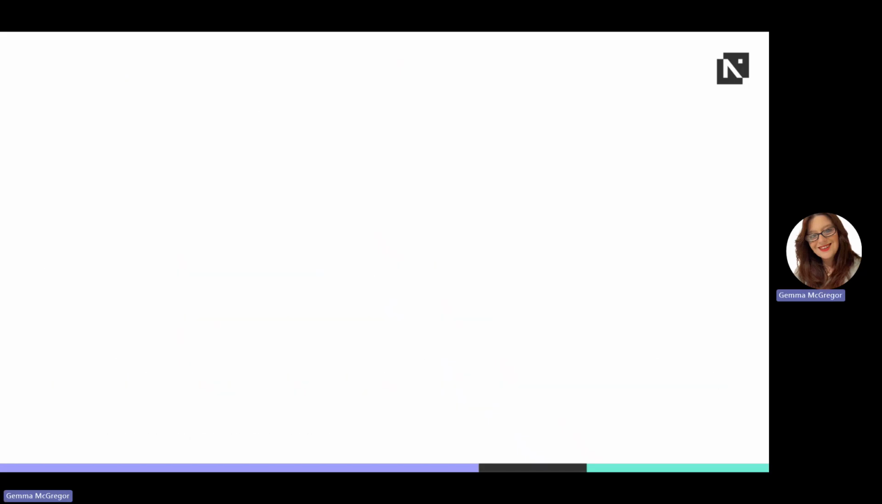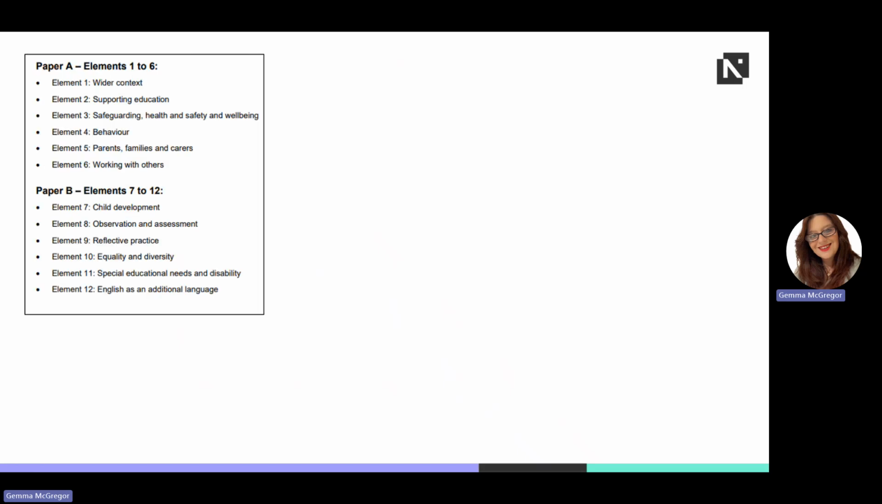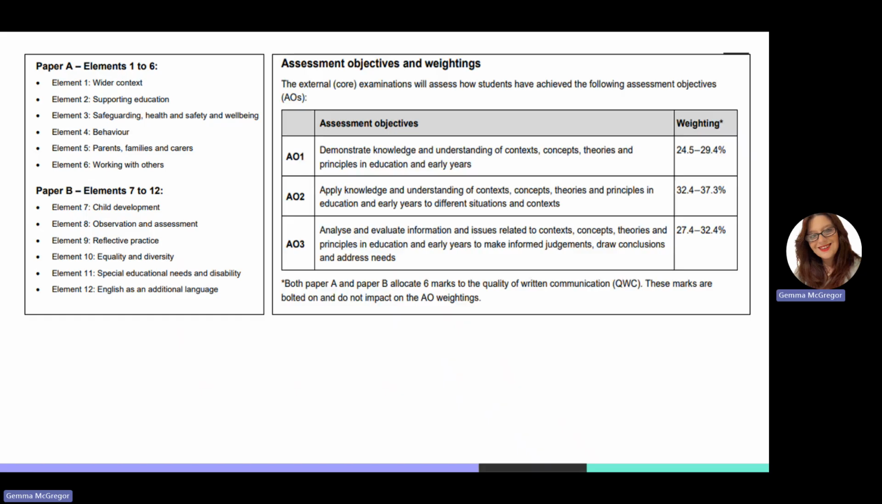Okay, now for some more detail about the structure of the exams, with some detail about the weightings and marks. We'll start with the elements assessed in each paper. This information can support the students' revision for each exam. Secondly, the assessment objectives and weightings.